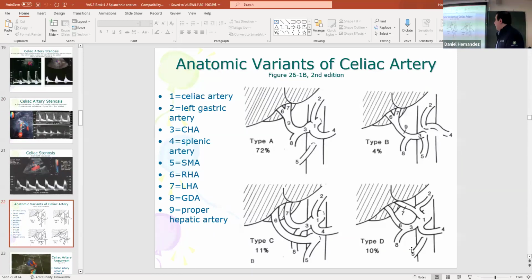So anatomical variants of the celiac artery. So not everyone's gonna have a nice seagull sign.